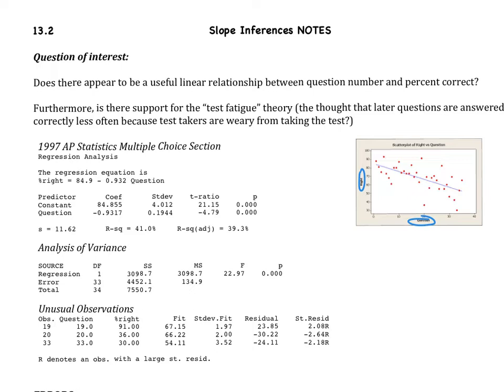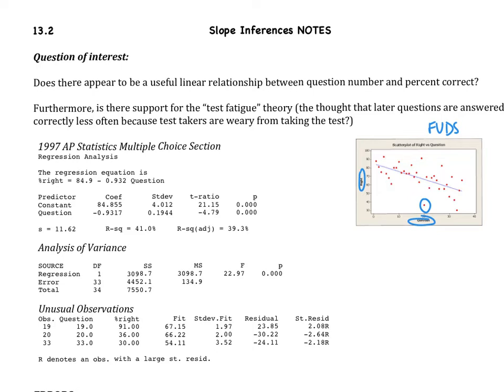If I were to ask you to interpret that scatter plot, what would you talk about? What's the FUDS? Okay, what does F stand for? Form. U, Unusual. D, Direction. S, Strength. So we would say something like there is a moderate negative linear relationship between question number and percent correct. In terms of unusual, maybe that point is unusual. That's about it.